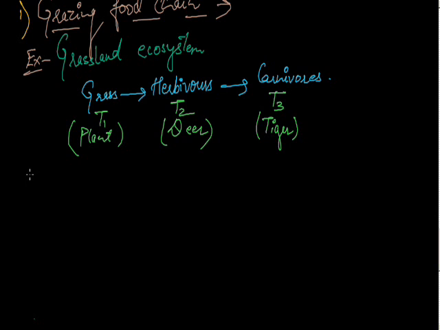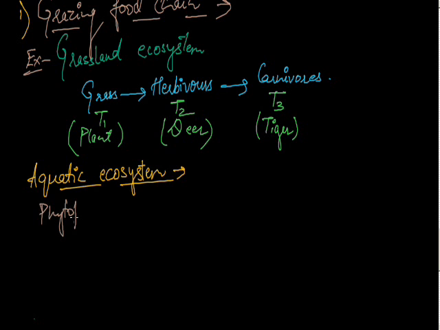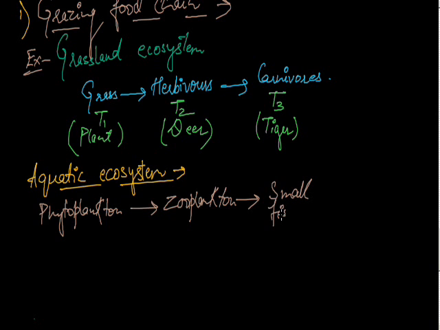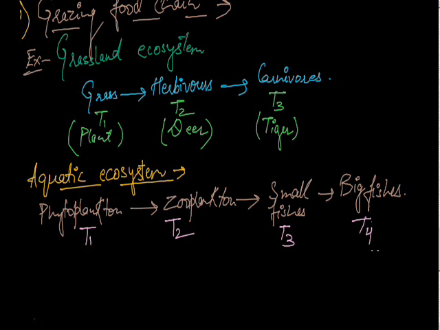Likewise, the second example we can take is that of aquatic ecosystem. Aquatic ecosystem will have the food chain starting with the phytoplankton. The phytoplankton is eaten by the zooplankton. These zooplanktons are eaten by the small fishes, and these small fishes are eaten by the big fishes. So phytoplankton is T1, zooplankton T2, small fish T3 and big fish T4.